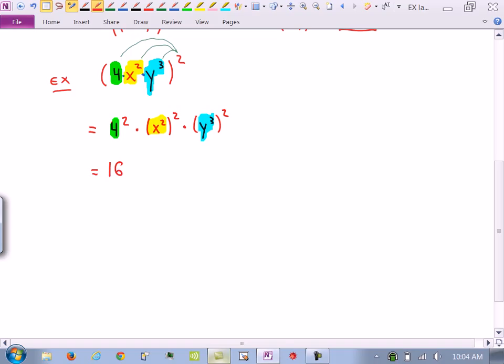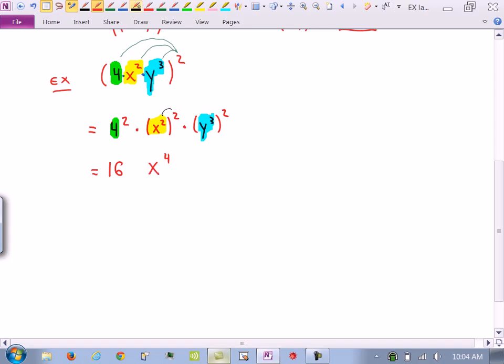X squared is our power to power property. So we multiply the powers, right? 2 times 2 gives us 4. So I'm going to multiply those 2. That gives me x to the 4th.